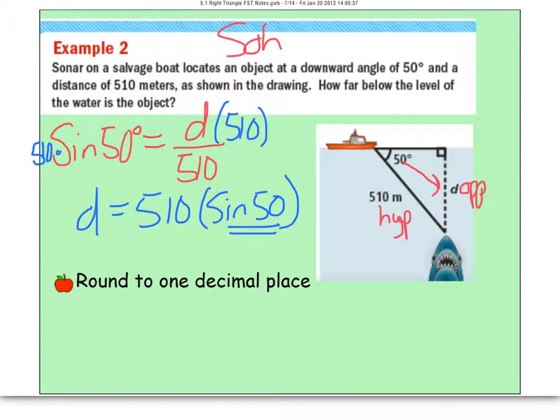When you do that, you're going to get approximately 390.7 meters is the distance. Again, do your gut instinct to see if it seems reasonable. The hypotenuse is always the longest side. 390 meters seems reasonable. That's our answer.